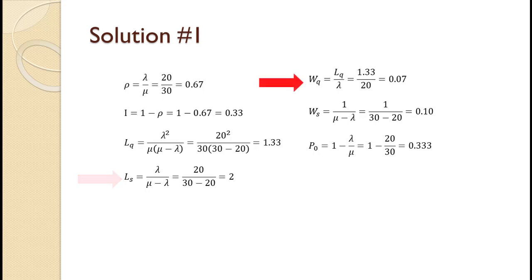The average wait is the L sub q value of 1.33 divided by lambda of 20 for 0.07. This is 0.07 hour. Multiplying by 60 yields 4 minutes. The average time in the system is 1 divided by 30 minus 20. That yields 0.10, also expressed in hours. Multiplying by 60 yields 6 minutes. The probability that no one is in the system is 1 minus 20 divided by 30. That yields 0.333, or 33%. This is the same as the percent idle calculated earlier.